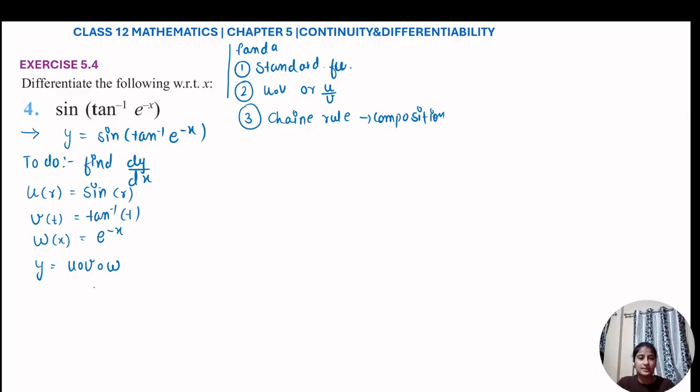So I will not repeat that thing here again. If you have doubt, if you don't want to see that whole introduction video, leave it. Just see the beginning video of this exercise 5.4. That is the previous video only. Okay, so I will do the differentiation here only. So what we have to find? We have to find dy by dx.